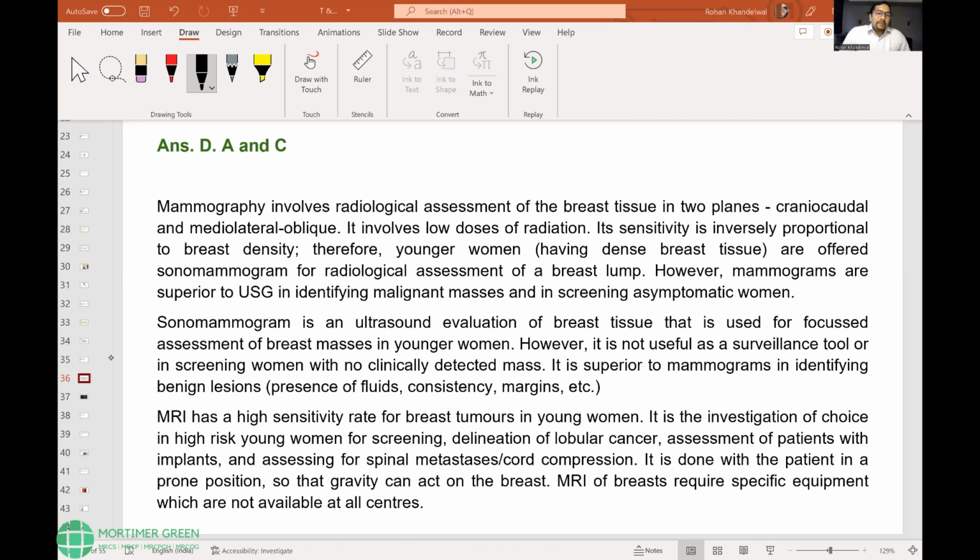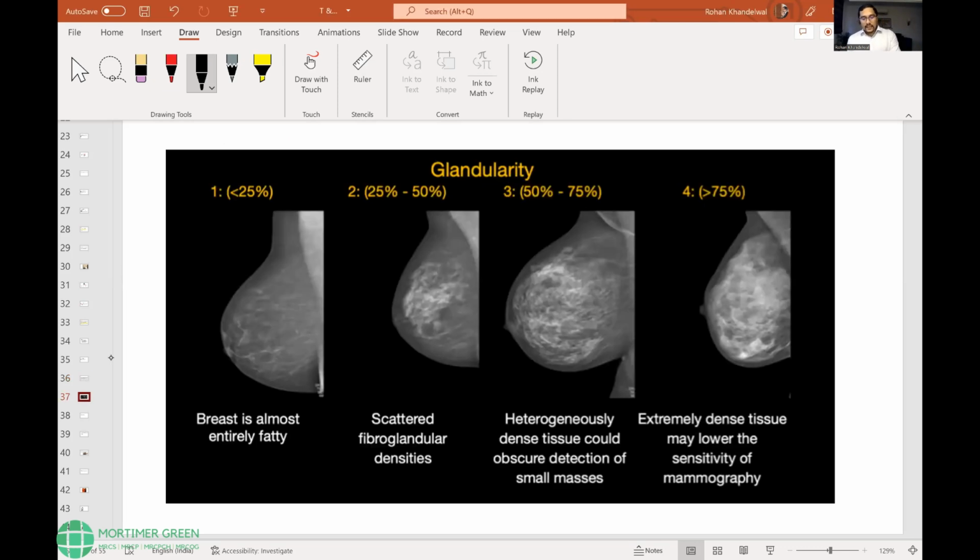So look, the American guidelines and the UK guidelines slightly differ on this. The latest American Society of Breast Surgeons guidelines say that you will do both. You will do an MRI and a mammogram as well. Or if a mammogram shows dense breast, then you do an MRI in such patients. But UK guidelines are very clear that if the patient, so I'll just explain this to you. This is the breast density grading.